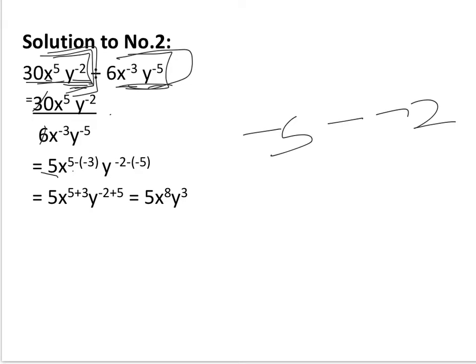So let's continue. So 5x, 5 minus minus 3 is equal to 5 plus 3. Minus times minus is plus. So 5x raised to power 5 plus 3, y minus 2 plus 5. So we have the final answer to be equal to 5x raised to power 8 y raised to power 3.